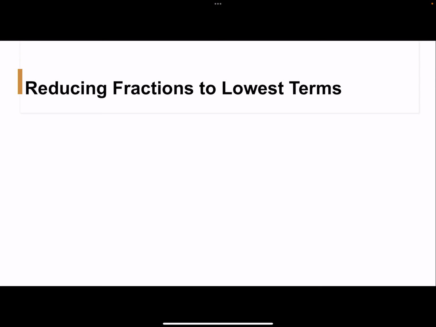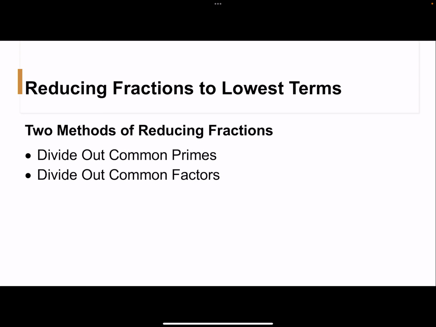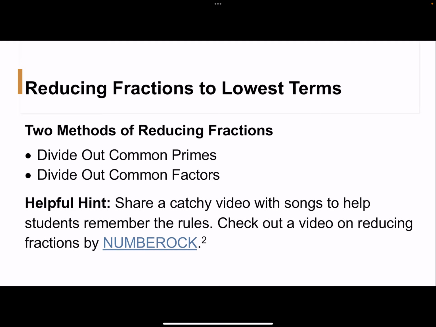No matter what problem you're looking at and you're dealing with fractions, you always want to reduce them to their lowest form. You're never going to leave an answer that's not reduced. There are two methods of reducing fractions. One of those is to divide out the common primes, and the second way is to divide out common factors.